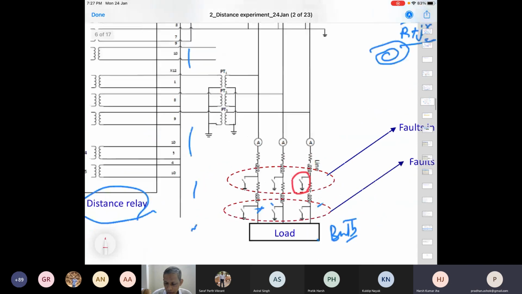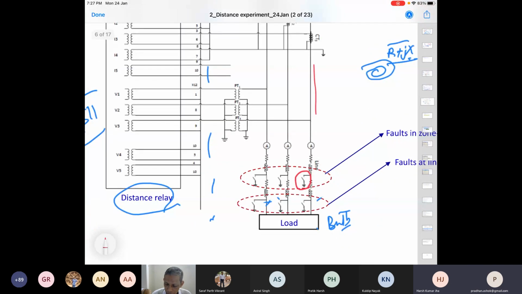So what happens is that from this side the current flows. This is the source side. Current flows here and goes to the ground. So this is the faulted path. Similarly, you can close here. If this is phase A, this is phase B, or phase C, then you can close here and create a fault here also. You can create a fault here also.